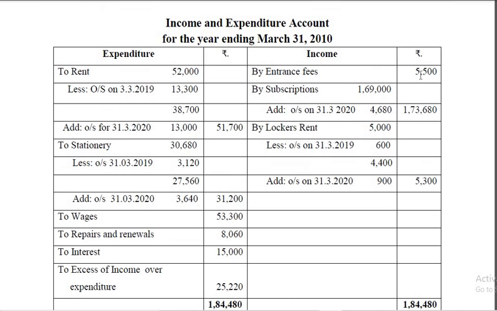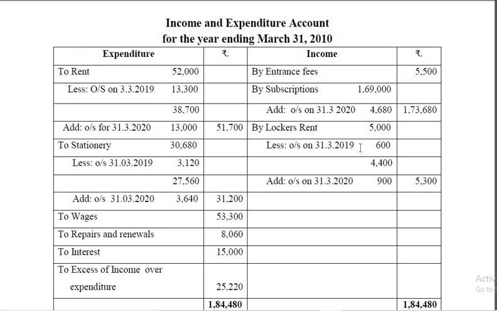Look at the entrance fees 5,500. We have taken that as revenue receipt unless otherwise specified. Normally it is taken as revenue income or revenue receipt. Subscriptions, okay, 1,69,000. Add 4,680 outstanding for the current year. So you will get this back.